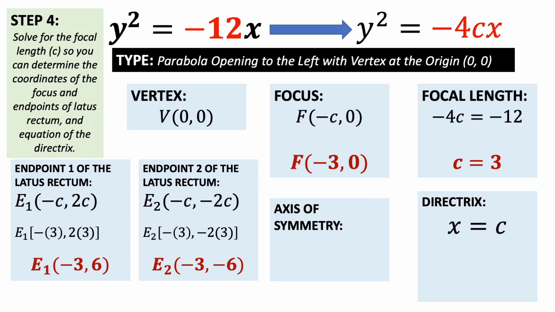We already know that the axis of symmetry of y squared equals negative 12x is x-axis. To find the line that describes our directrix, we will substitute our computed focal length to the equation. Therefore, the equation of our directrix is x equals 3.